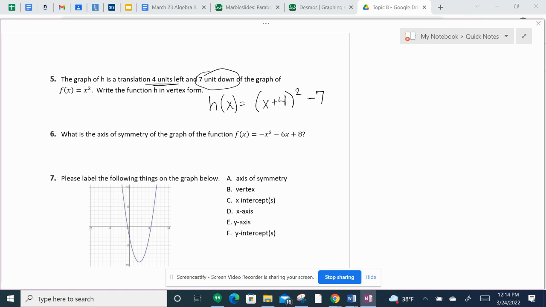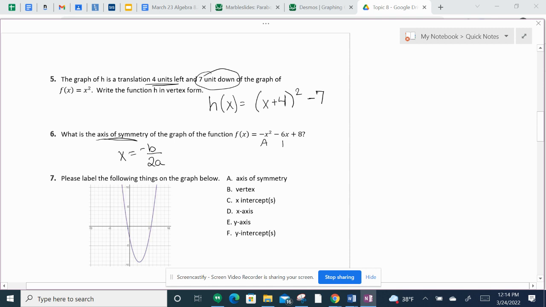Number 6 says, what is the axis of symmetry of the graph of the function f of x equals negative x squared minus 6x plus 8? This one I notice is in standard form. And so standard form, if I want to find the axis of symmetry, I take x equals the opposite of b divided by 2 times a.